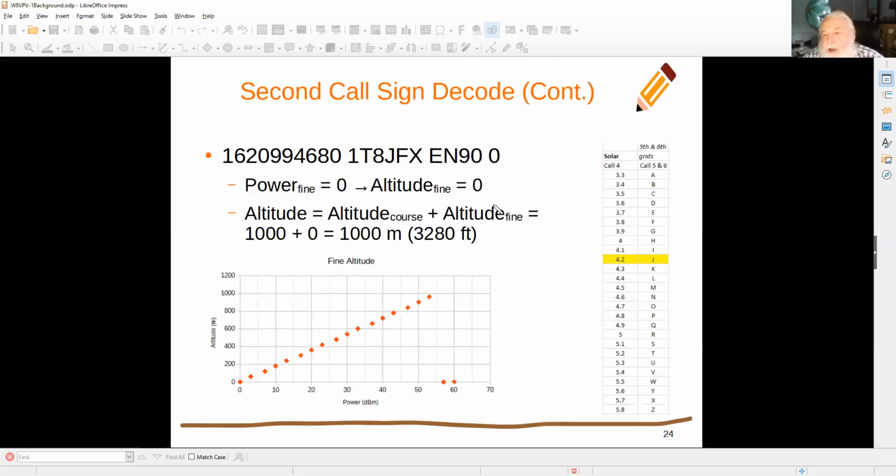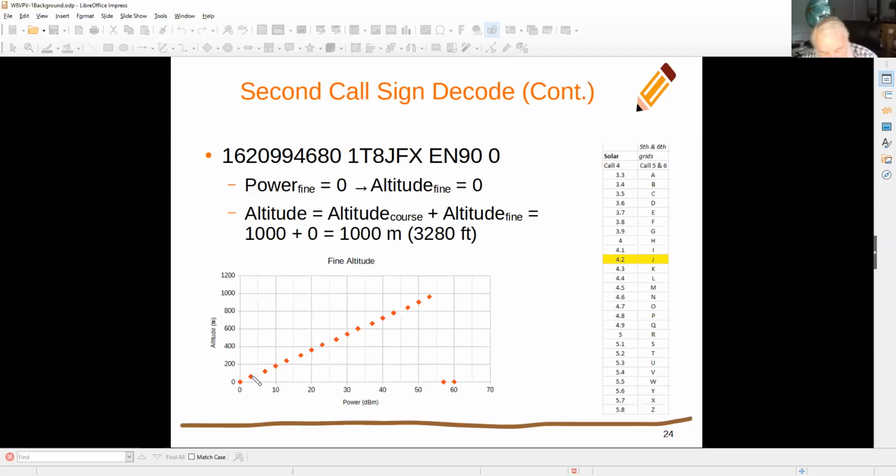Okay, so you take the fine and the coarse and you add those together and you find out then that it's at 1,000 meters here, which is 3,280 feet. Mel's house is at about 900 feet here, and so you can see it's about 2,000 plus feet above the ground level here. And so this little chart here then tells you how you can use the fine reading here to translate that to the altitude steps here.